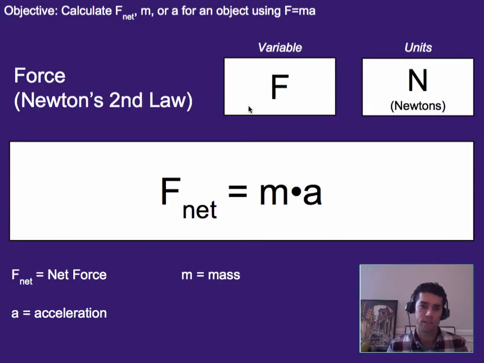Alright, Newton's second law says the following. The net force acting on an object is going to be proportional to its acceleration. That is, net force is going to be equal to mass times acceleration. Here we're going to mostly be using net force for where we plug in for force.